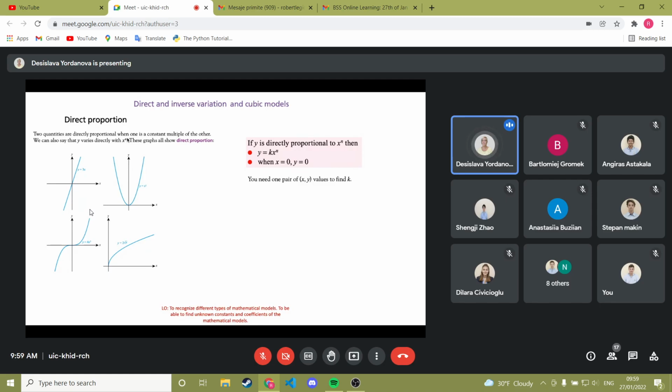And of course, as we did for the previous models, you need one pair of x and y values to find k because you have only one unknown coefficient. For example, if they say y is directly proportional to x cubed, when x equals 1, y equals 4, and then to find the value of y when x equals 3, y is directly proportional to x cubed. How can we write it as an equation?